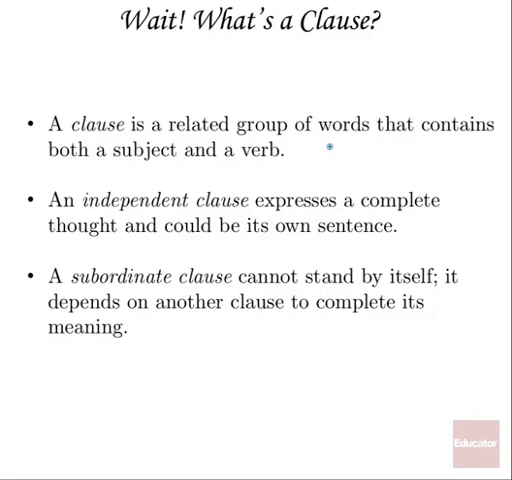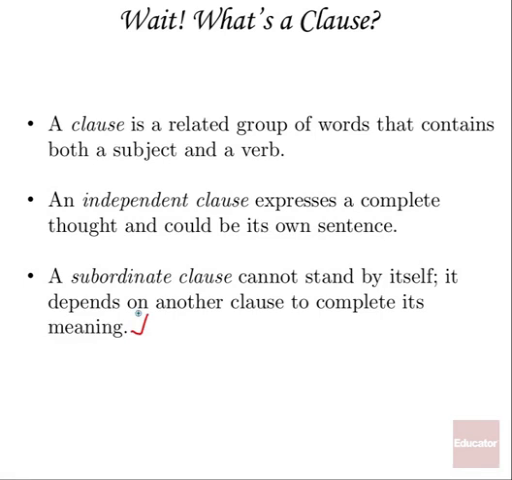Well, I'll explain. A clause is a related group of words that contains both a subject and a verb. Now, it's different from a phrase because a phrase is usually missing the subject, the verb, or both. We'll cover phrases in a minute. Clauses have both a subject and a verb. Remember that part. Now, an independent clause expresses a complete thought and could be its own sentence. In fact, a simple sentence is an independent clause. A subordinate clause cannot stand by itself. It depends on another clause to complete its meaning.